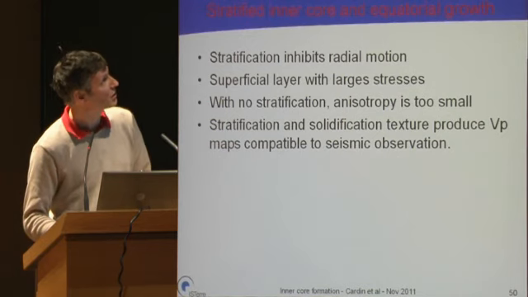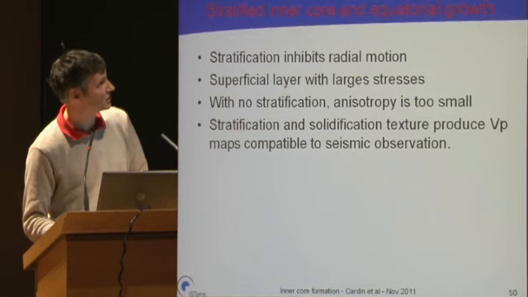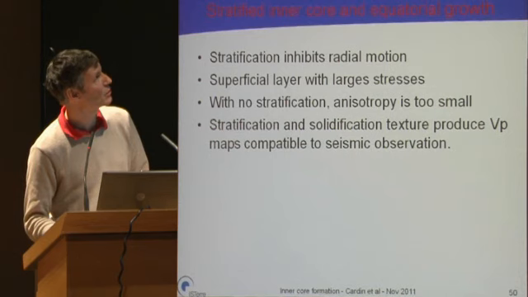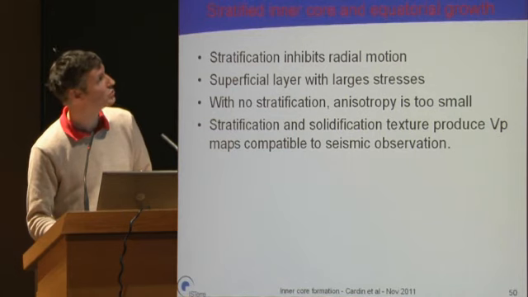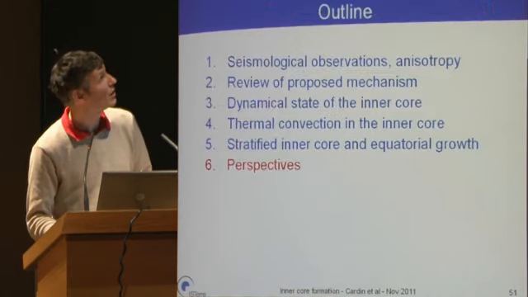Okay, so these are my conclusions. Stratification inhibits radial motions. I didn't say it, but this is a good way to say it. Superficial layer with large stresses. With no stratification, anisotropy is too small. Stratification and solidification texture could produce VP maps compatible with the seismic observations.